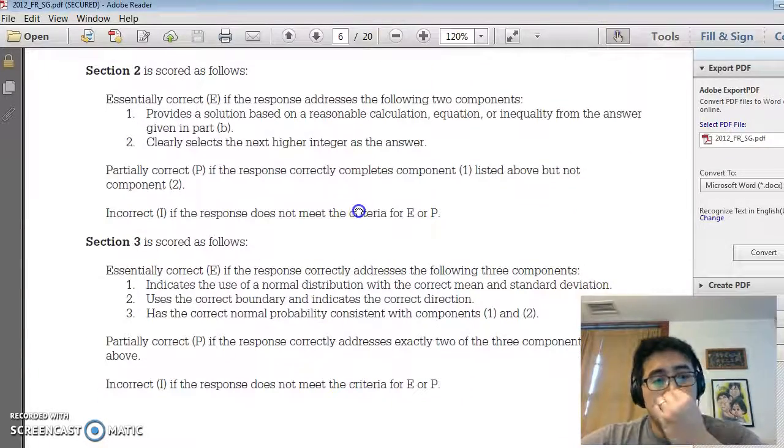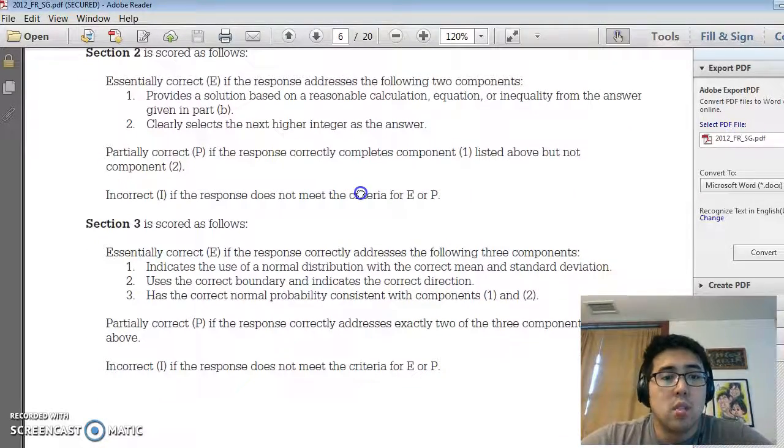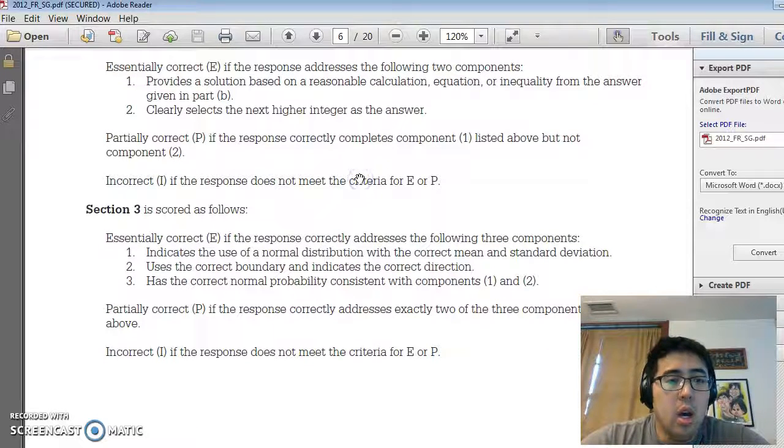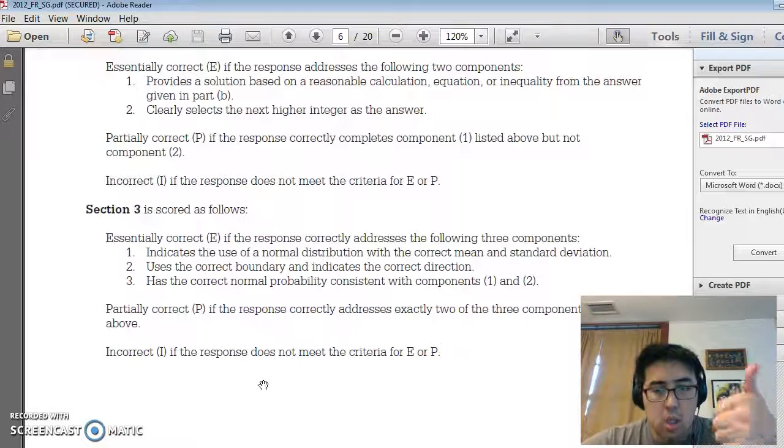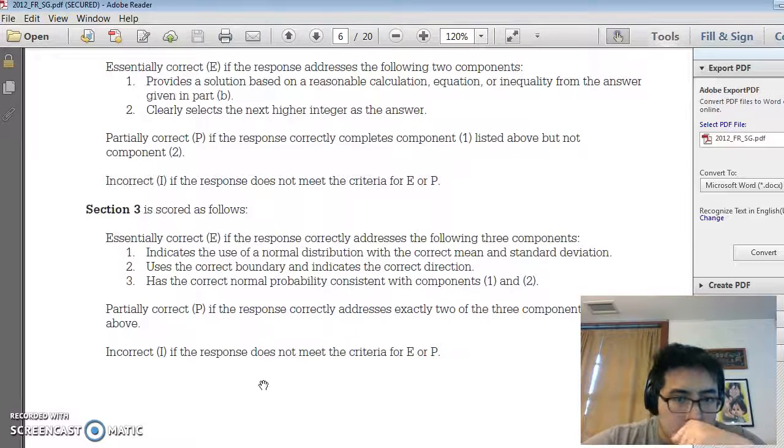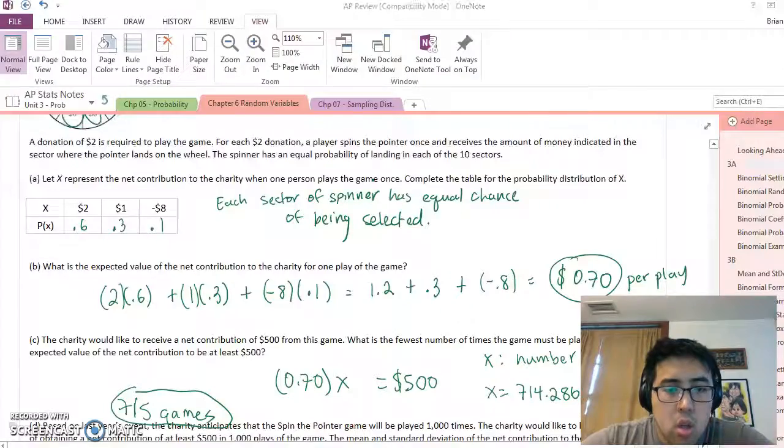Okay, so section 3 is as follows. Essentially correct if the response correctly addresses the following 3 components. Indicates the use of a normal distribution with the correct mean and standard deviation. I think we did that. Uses the correct boundary and indicates the correct direction. We did that as well. Has the correct normal probability consistent with components 1 and 2. Yay! Okay, so I believe we did all of those things.